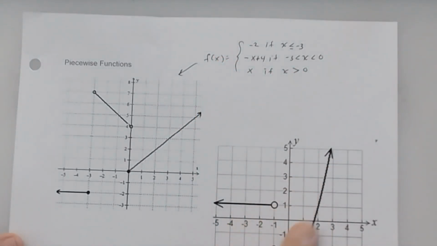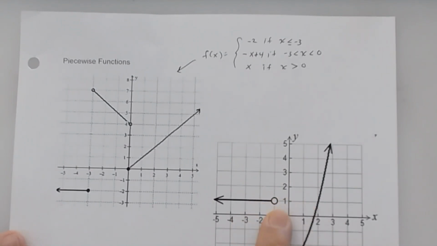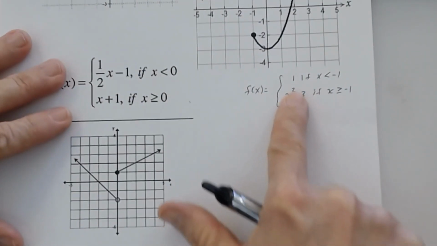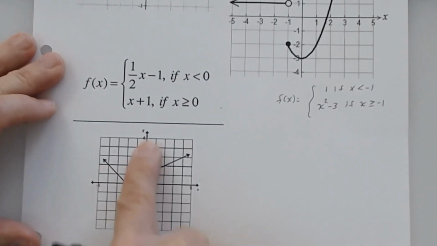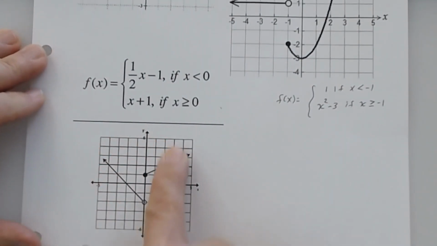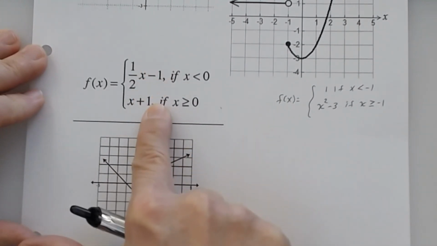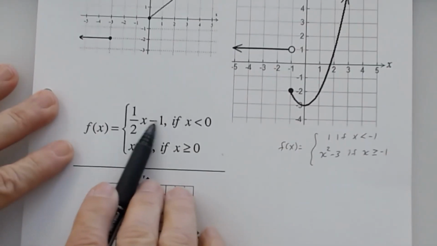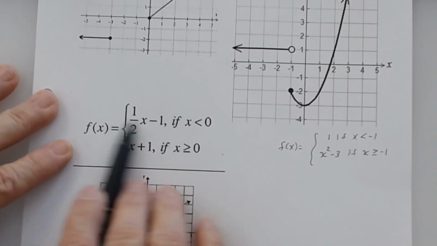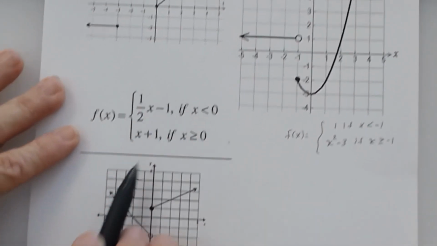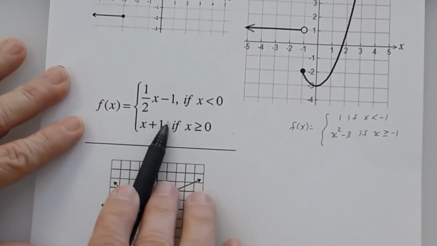This has how many pieces right here? 2. How many parts do you see here? 2. Okay? This has how many pieces? 2. How many parts do you see? 2. So you see these little 2 parts here? They mean something. So this piece right here is one of these, and this piece is the other.